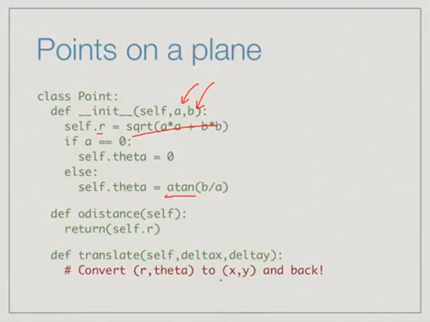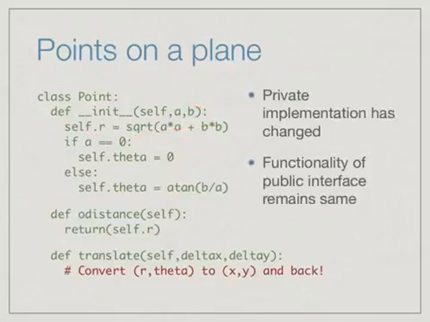But what you have to always keep in mind is that the implementation should not change the way the functions behave. To the external user, the function must behave exactly the same way. So in this particular example, just to illustrate what we have said again, we have changed the private implementation, namely we have moved from xy to r theta, but the functionality of the public interface, the functions O distance, translate, etc., remain exactly the same.